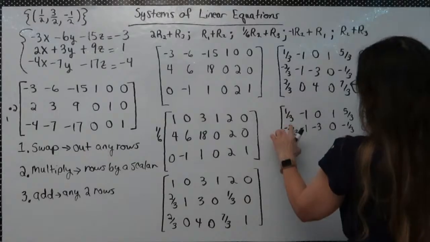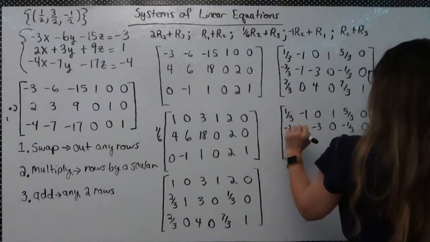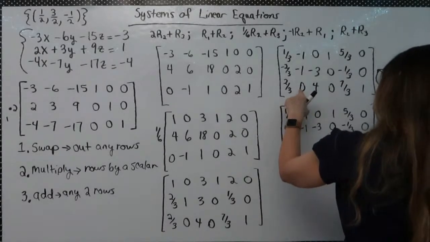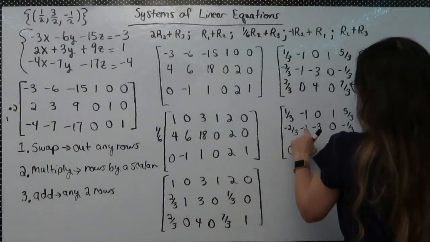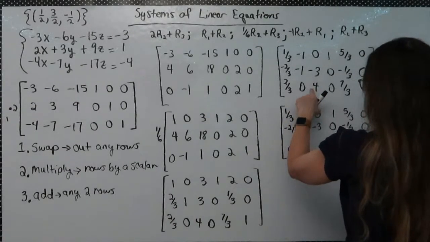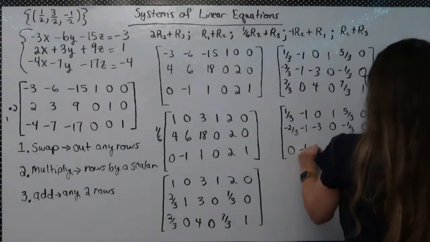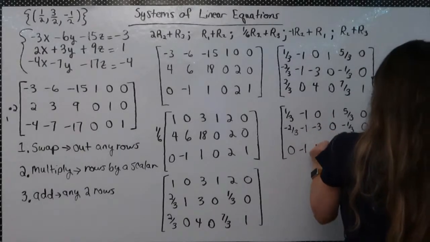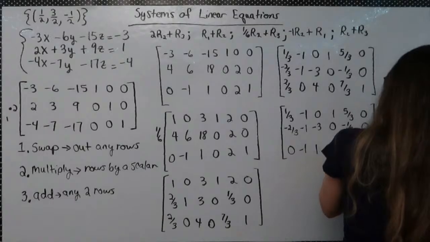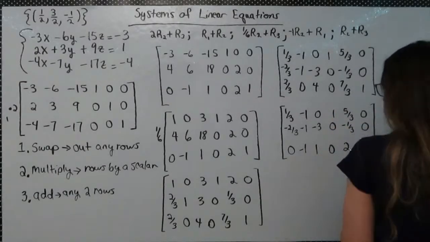So we've got 2/3 plus -2/3 is 0. And then 0, -1 plus 0 is -1. 4 plus a -3 is 1. 0 plus 0 is 0. 7/3 minus 1/3 is 6/3, which is 2. And then 1 plus 0 is 1. All right.